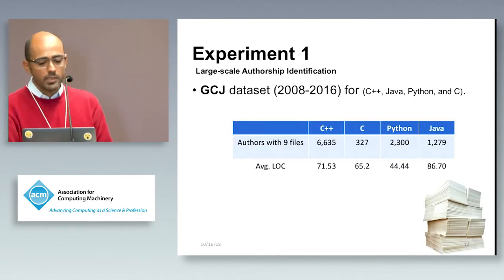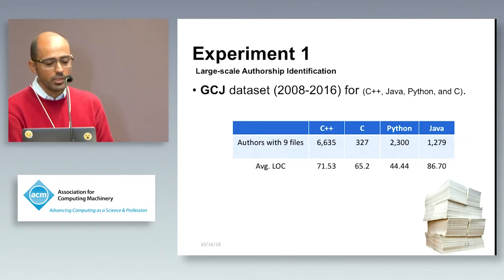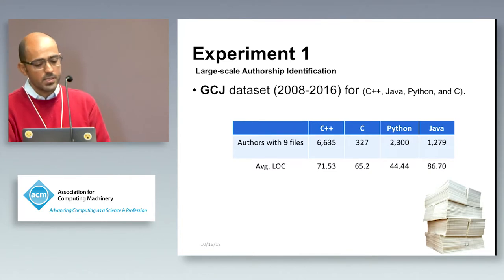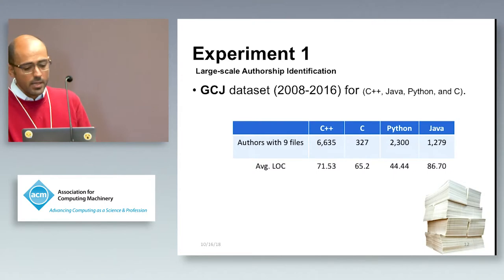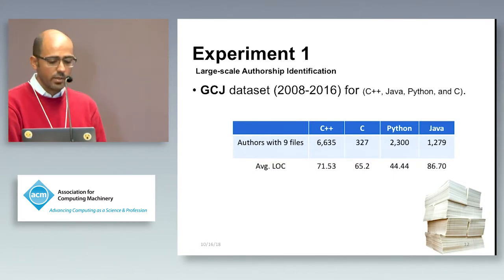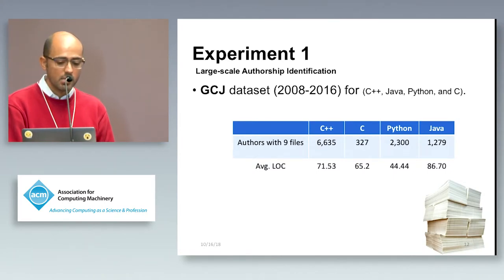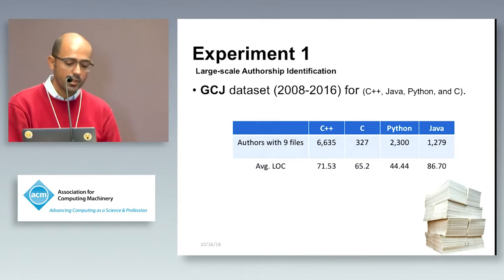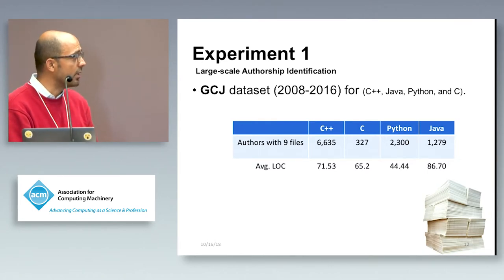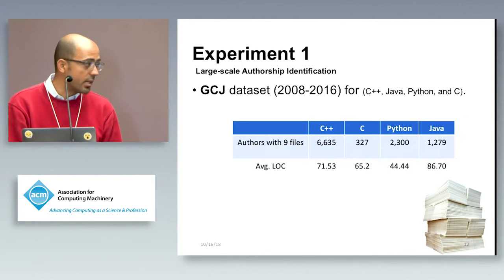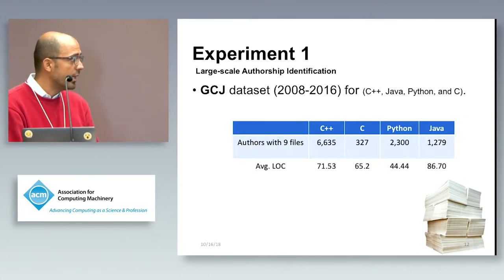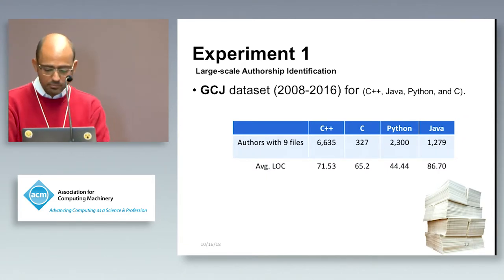For the first experiment, large-scale authorship identification, we use the Google Code Jam dataset from 2008-2016 for four languages: C++, Java, Python, and C. And here is the representation of the dataset. For C++, the largest of all languages, we have about 6,600 authors, which have 9 files. On average, each of those files has 71 lines of code, and so forth for the other languages.